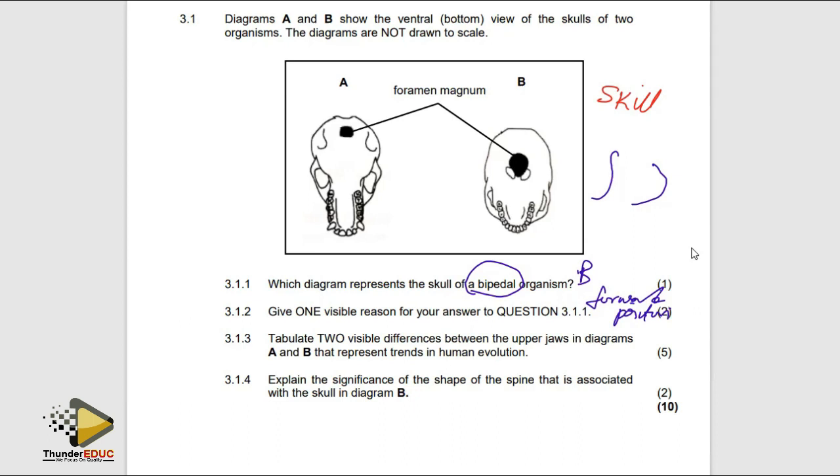Now here they are looking specifically at the upper jaw, these jaws which you see. So don't talk about other parts. The upper jaw in diagrams A and B. When they say the word tabulate, that's a mark. You can even see that it is 5 marks. So when you draw a table, please make sure that you draw a correct table so that you get all the marks. You write here, for example, skull A and then skull B. Make sure that you close the table.